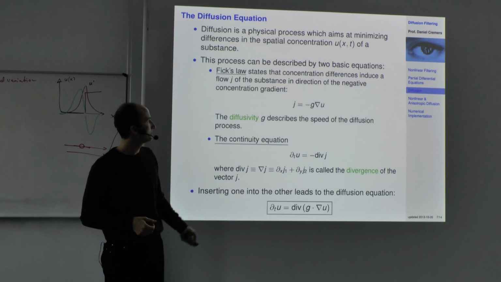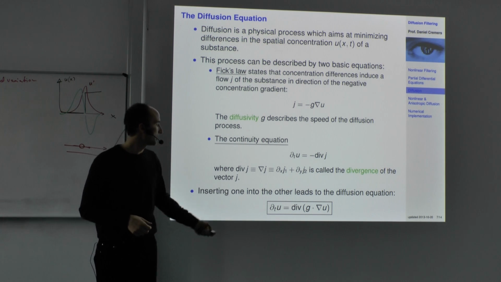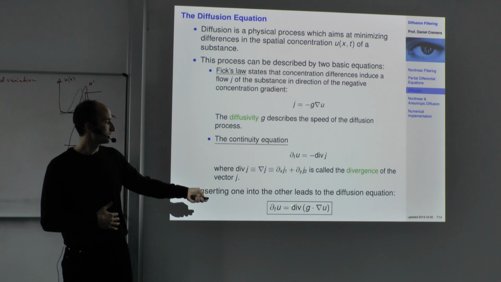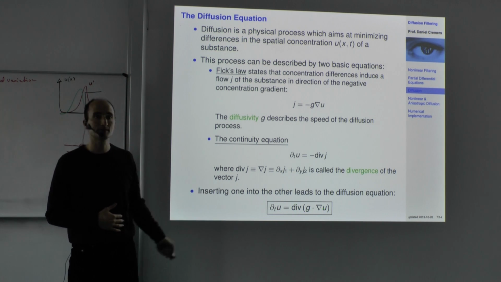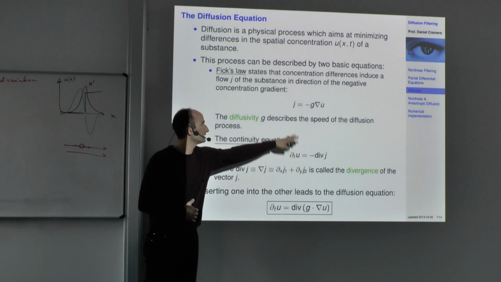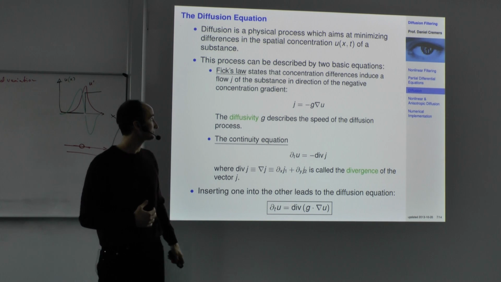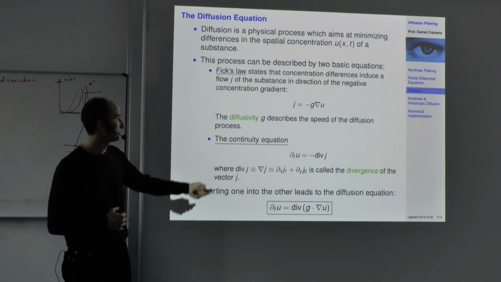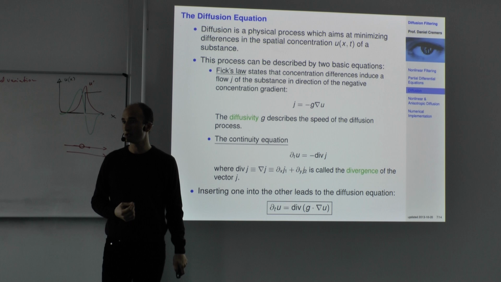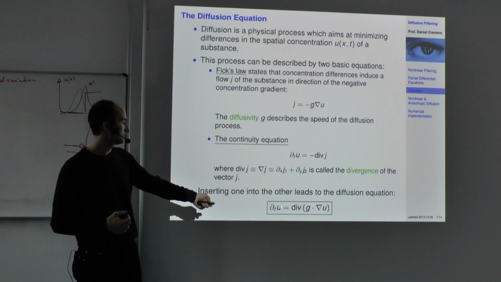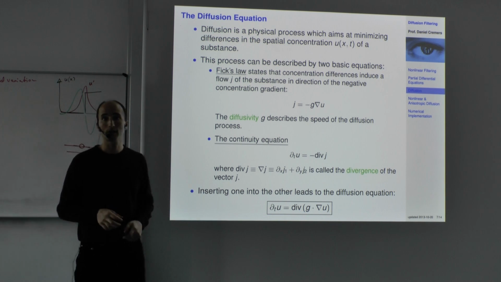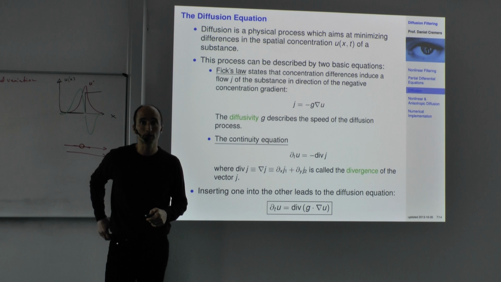If we plug that in here, the two minus signs cancel out, and what we get is that the change of concentration U over time is given by the divergence of G times the gradient of U. So we simply remove this J, the flow, by plugging this equation in here, and we get a single equation for U, for the concentration at a given location at time t. And this is called the diffusion equation. I'll stop here and we'll continue next time.